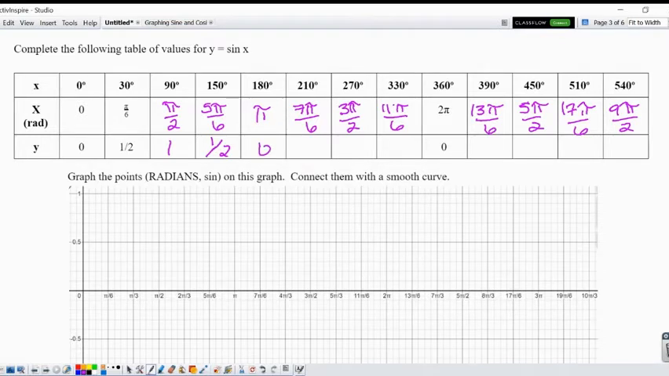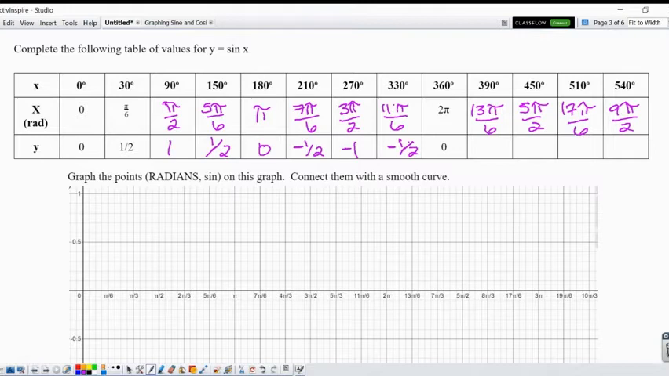7 pi over 6, that's our 30-degree reference angle in the third quadrant. In the third quadrant, sine is negative. The y values are negative, so this is negative 1/2. At 3 pi over 2, we are at the negative y-axis, and that means our sine value is negative 1. 11 pi over 6, that's a 30-degree reference angle in the fourth quadrant. Y values are negative in the fourth quadrant. This is negative 1/2. You can see all these are pretty easy to keep track of. At 2 pi, again, we're back where we started, so we're back at 0.